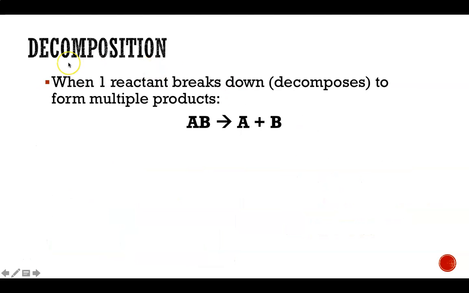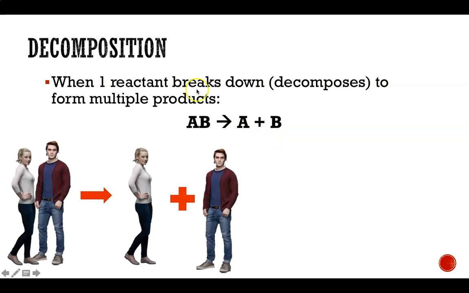Okay, next up is decomposition, and this is when one reactant breaks down or decomposes to form multiple products. So we've got this opposite idea of synthesis. We're breaking something down instead of building it and putting it together. So here we're starting with only one reactant, and then we're going to be breaking up into different parts. So this is the opposite. We have our couple and they break up. They're two separate things now.